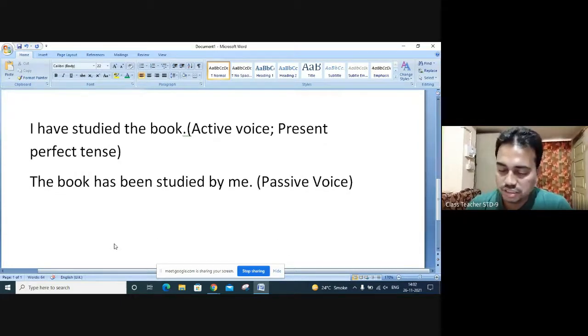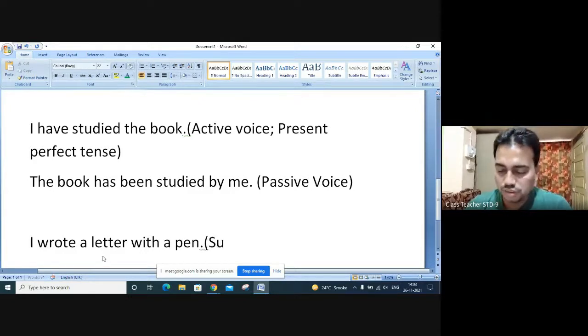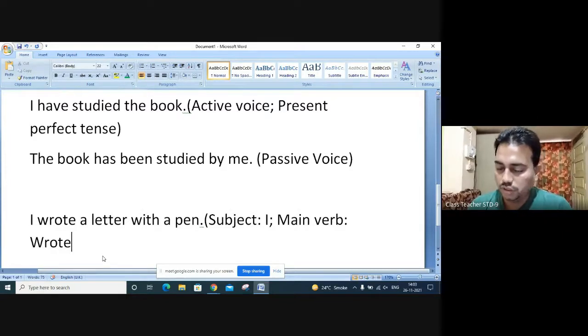Now look at this sentence. Let's take this sentence. I wrote a letter with a pen. Now, how many subjects are there? How many subjects are there? Kitna subject hai? One, that is I. Okay. Which one is the main verb? Main verb is again wrote. Okay. Wrote. What is the tense of the sentence? Tense is simple past tense.